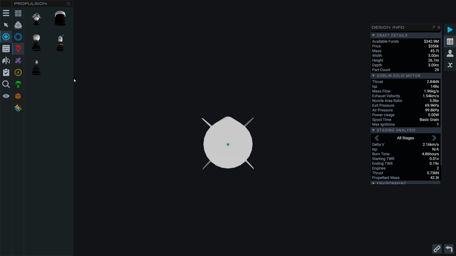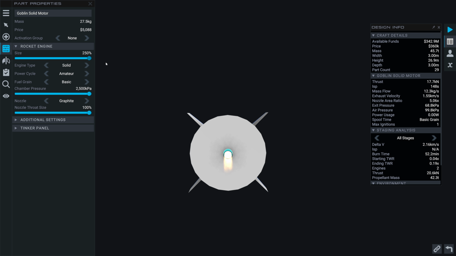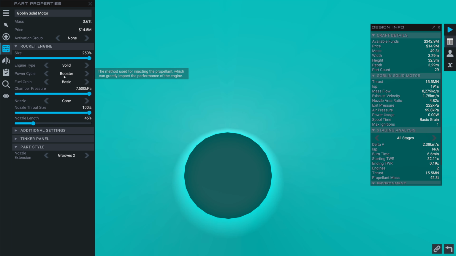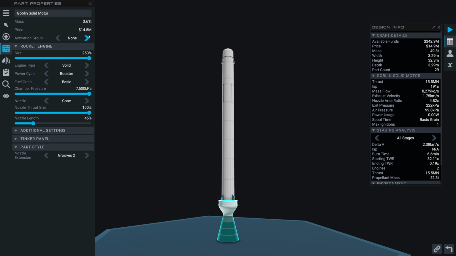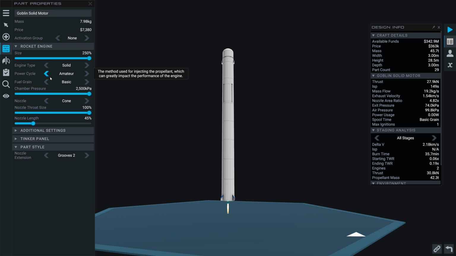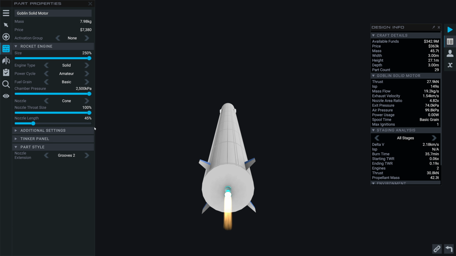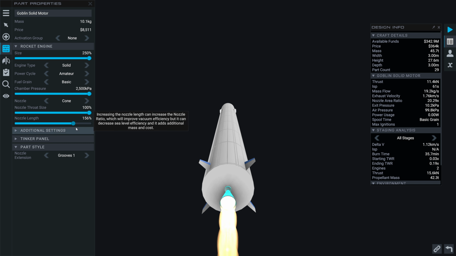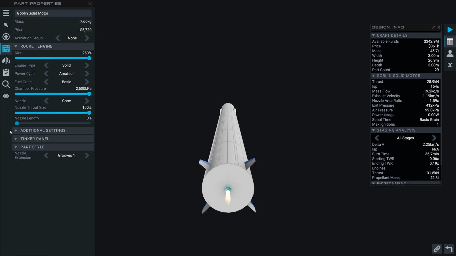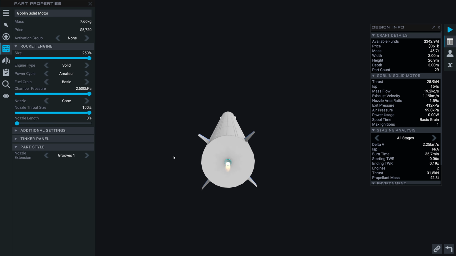So these goblin SRBs, I want to maximize their size, and I also want to make sure that the nozzle throat size is maximized, which it is. Okay, so our power cycle is amateur, and wow. Okay, 14.5 million. Hilarious. Our power cycle should remain amateur. I want the engine type to be solid. Our fuel grain could be either ramp up or ramp down, but I'm going to keep it as basic, I think, for now. I think a cone is fine. And the nozzle length being zero is, I think, ideal here. So yeah, it'll be something kind of like this.